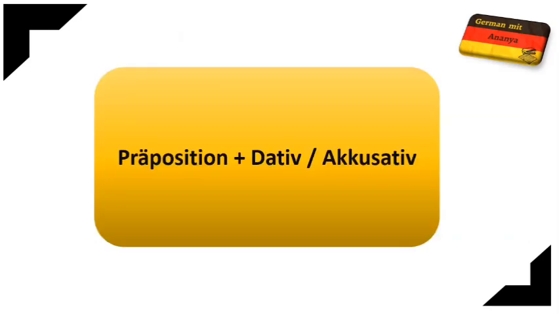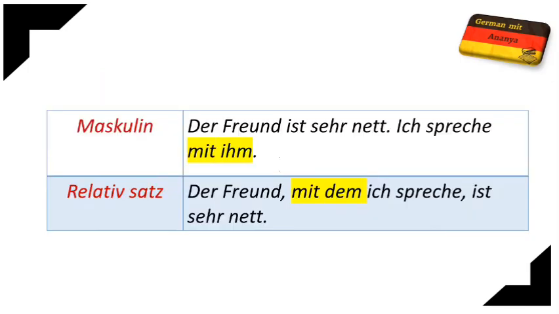Now, preposition plus dative or accusative. Now, how to make the sentences when there will be a specific preposition? Der Freund ist sehr nett, ich spreche mit ihm. So in this sentence, you can say mit ihm is representing here the Freund, and there is a fixed preposition, which is mit. So it will be like: Der Freund, comma, because this is dative case, so it will be mit dem ich spreche, comma, ist sehr nett.